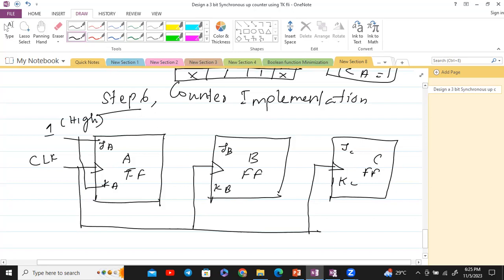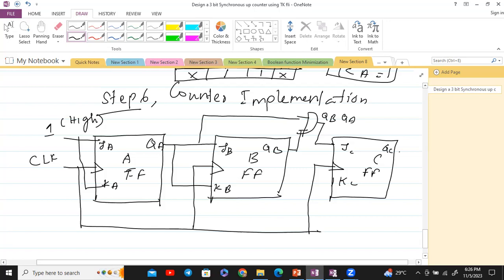And what is the input to JB KB? It is from QA. So this is QA. You can take the output and give it directly to JB KB. And what is the expression for JC, KC? It is QB QA, which is nothing but the product of your first flip-flop output QA and this QB, the second flip-flop output. So this is the input to JC and KC. This is the counter implementation diagram.